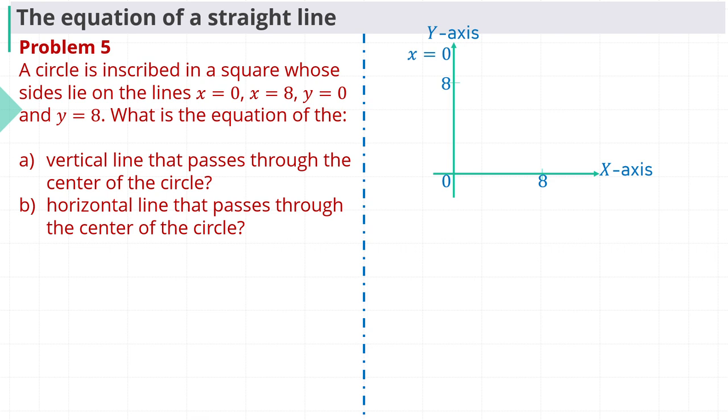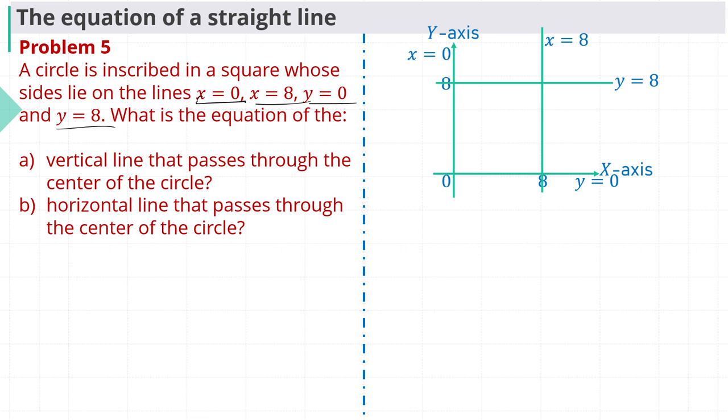The line x equals 8 is the vertical line that passes through the x-axis at 8. The line y equals 0 is the same as the x-axis because the x-axis passes through the y-axis at 0. The line y equals 8 is the horizontal line that passes through the y-axis at 8. So we've drawn the 4 lines: x equals 0, x equals 8, y equals 0, y equals 8.